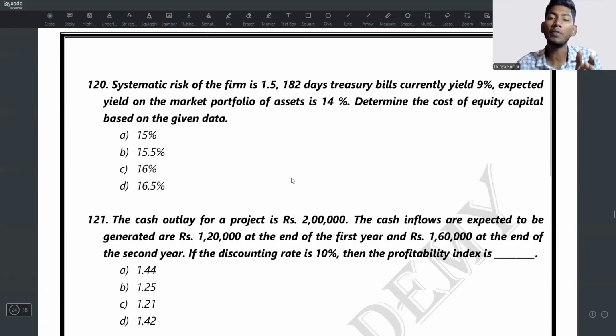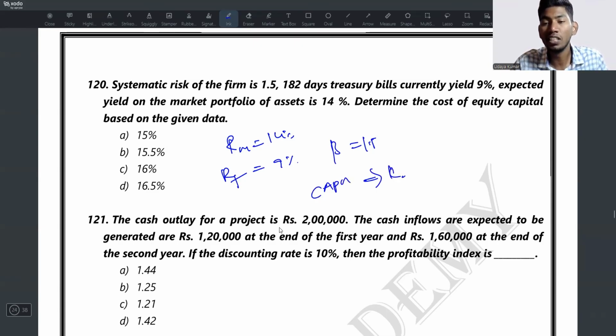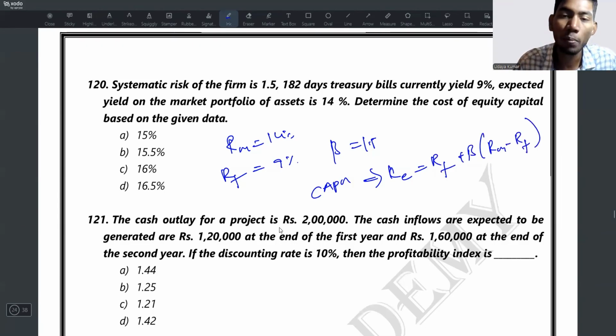So moving to question number 120. Systematic risk of the firm is 1.5. 182 days Treasury bills currently yield 9%. Expected yield on the market portfolio of assets is 14%. RM is 14%, RF is 9%, beta is 1.5. You are supposed to find out the cost of equity. So just use the CAPM formula, right? KE is equal to RF plus beta into RM minus RF. If you just substitute the values in the formula, you will be able to get the answer.